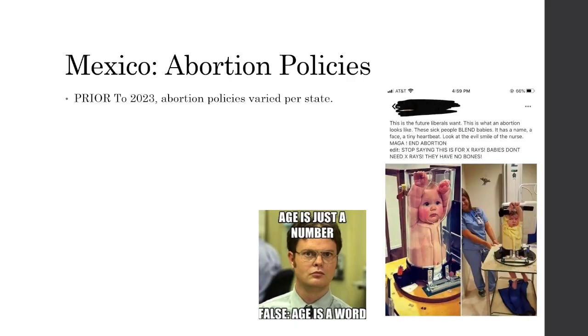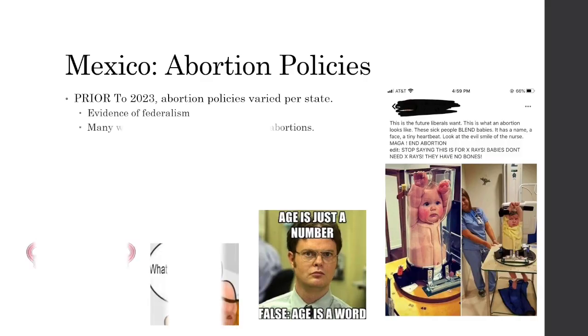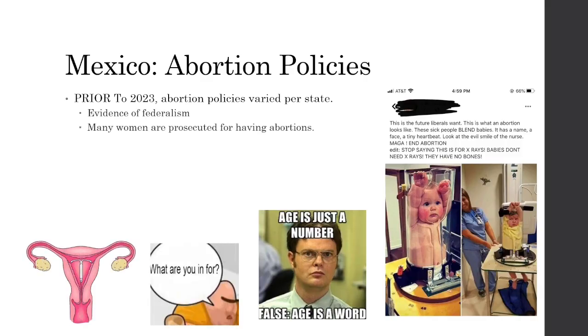Prior to 2023, abortion policies varied per state. There were 2 states in the entire country that allowed for abortions to a certain extent within pregnancies. Not full term, but to a certain period of weeks. In the other 30 states, you couldn't have an abortion. And this is a strong piece of evidence of federalism. Many women were actually persecuted for having abortions during that time.